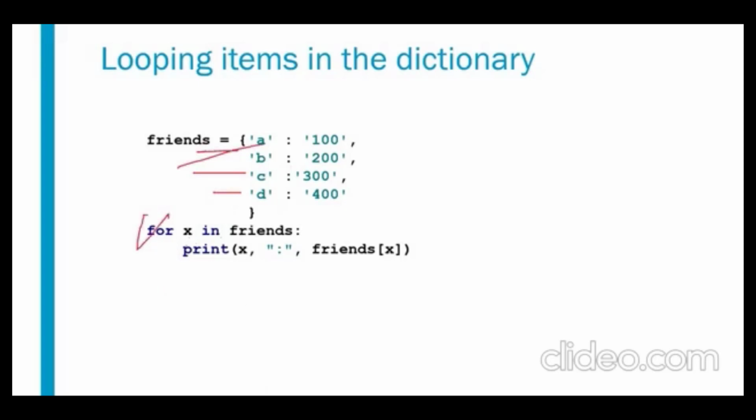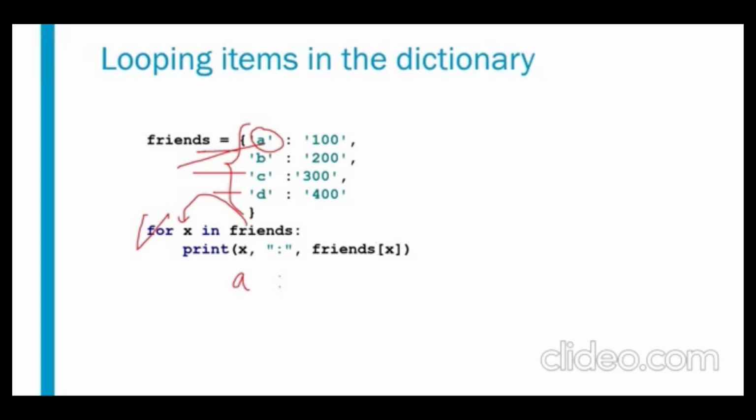The syntax of the for loop is for x in friends. What is friends here? Friends is a dictionary object which contains multiple keys. First the key is a, so that a will be stored in x. The x value is a now, then a colon will be printed, and friends of x. Here x is representing the key, and friends is a dictionary variable, so friends bracket x will return the exact value.